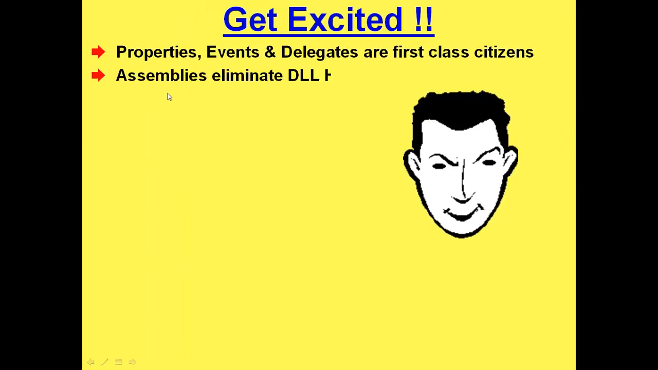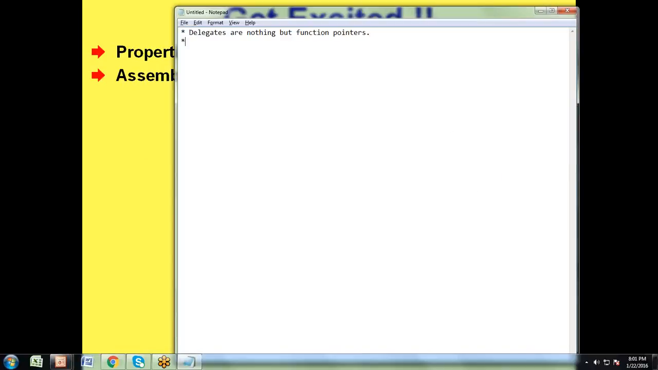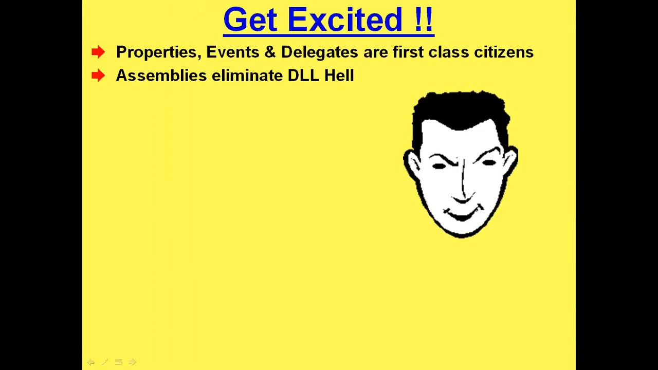Remember, assemblies eliminate the DLL hell problem. DLL stands for Dynamic Link Library. See, if you create a DLL file in Visual Basic, or if you are creating a DLL file in C++, you have some drawback. That drawback has been eliminated in .NET under what are called assemblies. What are assemblies? How you can create an assembly, that we will see in a separate chapter.